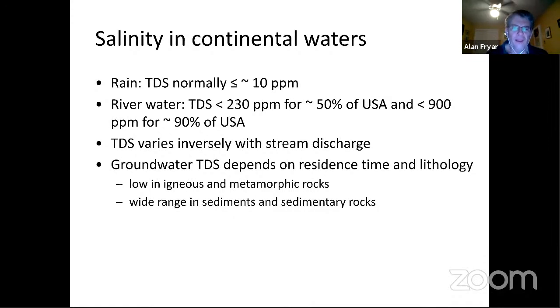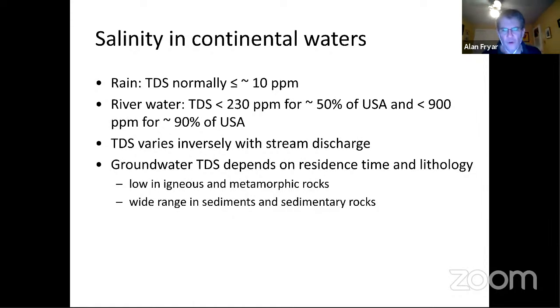River water is somewhat more saline, and I'm using the USA by comparison here, it's a large country that spans a lot of different landscapes. In the USA, river water has total dissolved solids for about half of the country less than about 230 parts per million. And for 90% of the country, less than about 900 parts per million.